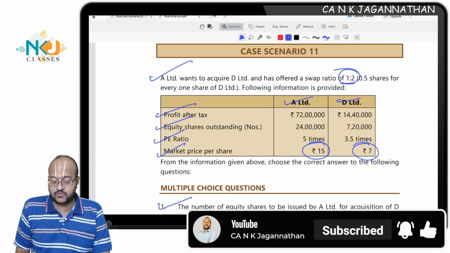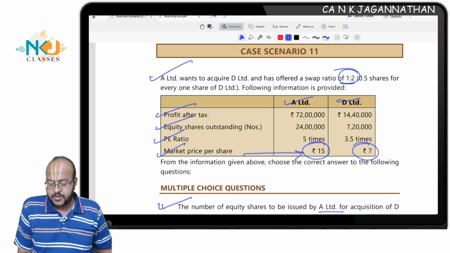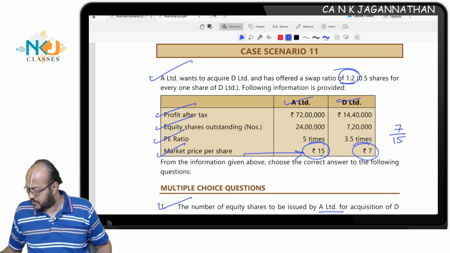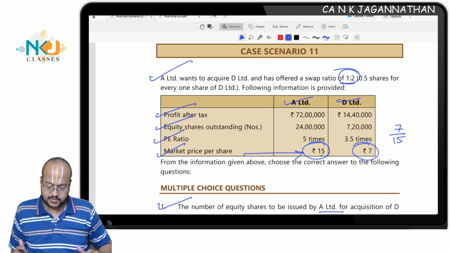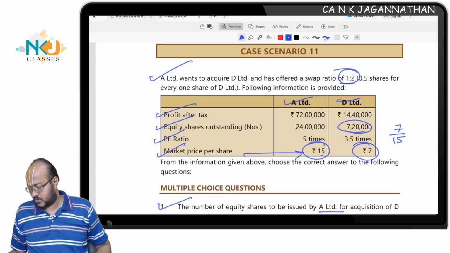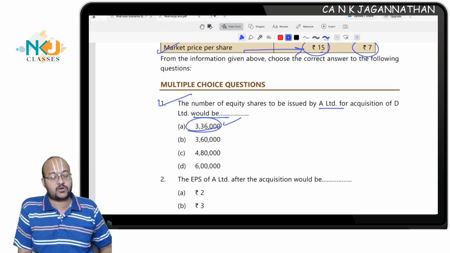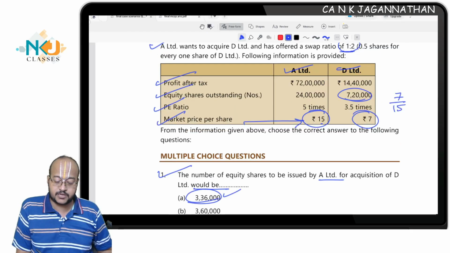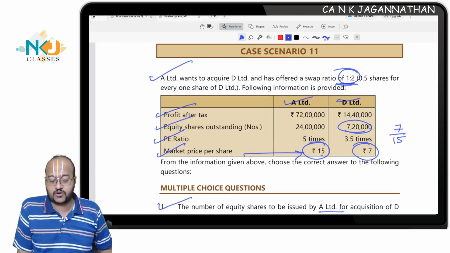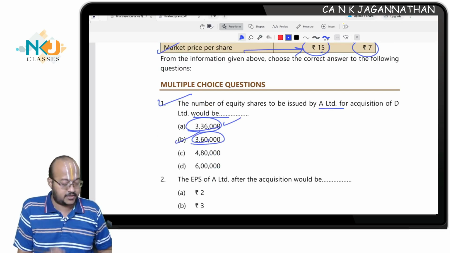You should not calculate, because if you calculate based on market prices, say 7 rupees is the market price per share of D Limited and 15, so 7 divided by 15, how much is that? 0.4666. This into 7,20,000 equity shares, you will get 3,36,000. They have also given 3,36 as one of the options, which means they want you to commit this mistake. Anyway, the swap ratio is given, now 1:2 only you should consider. So 7,20,000 divided by 2, how much is that? 3,60,000 is the correct answer.